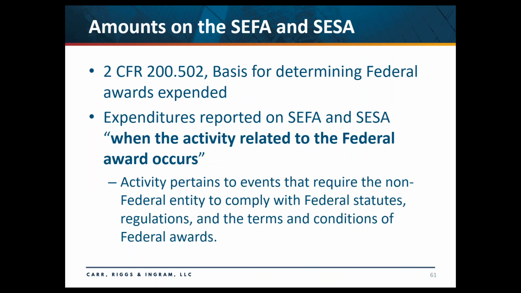Okay, and where do these amounts come from? Well, there is a specific section of the uniform guidance which describes the basis for determining the federal awards expended. Overall, the rule is that the expenditures must be reported when the activity related to the federal award occurs. Now, this is subject to interpretation in some instances, and this also means that in certain cases, expenditures on the CIFA may be reported in a different period than they are in the overall financial statements.